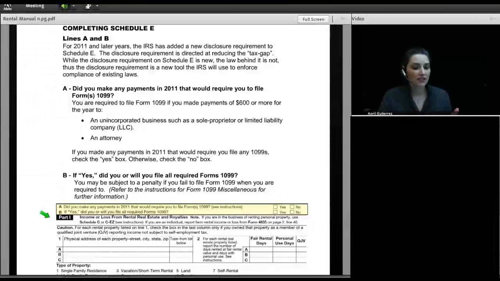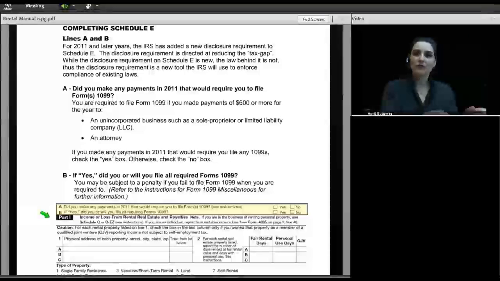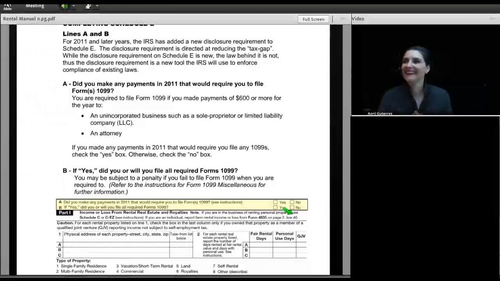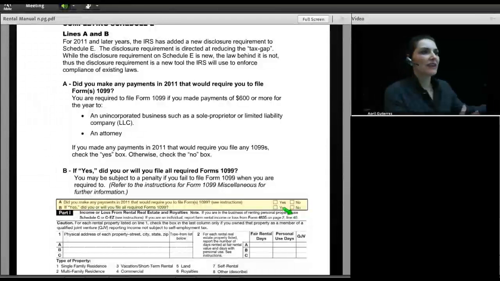And then the next question is, if yes, did you or will you file all required Forms 1099? Now, I can't read my client's mind. I need to ask them the question. I have just surmised, based on the information provided from you to me, that you are required to issue a 1099 to one or more individuals. Will you do that? Are you going to do that as you are required? And my client will go, do I have to? And I will say, yes, you do. Are you going to? What happens if I don't? Then I have to check no. So I can't check yes knowing that their answer is no.